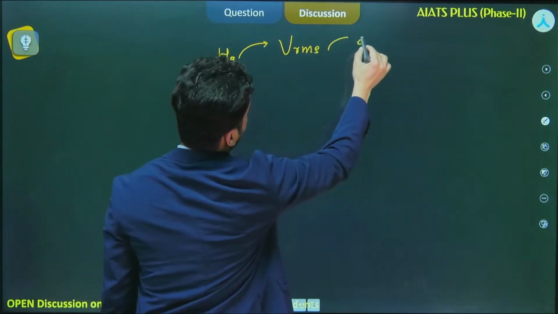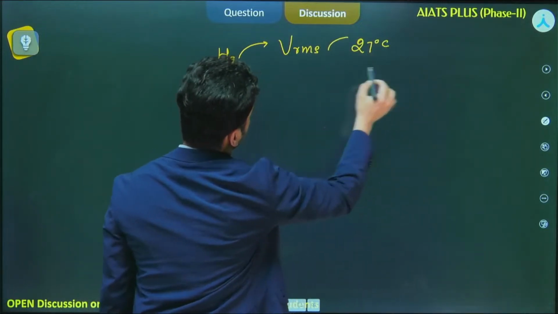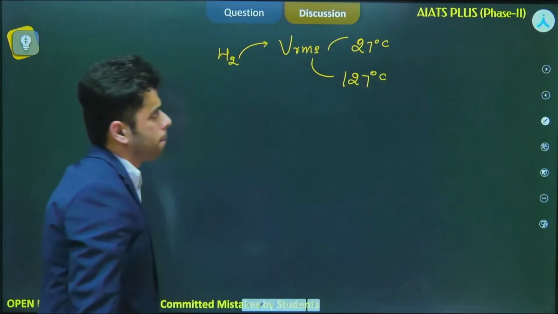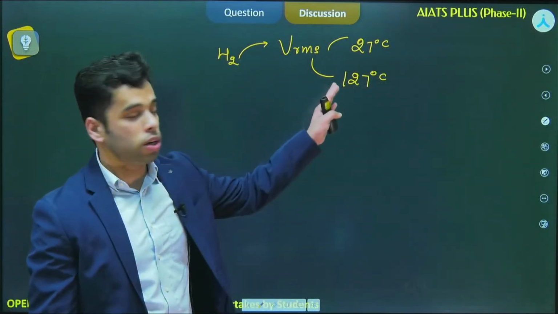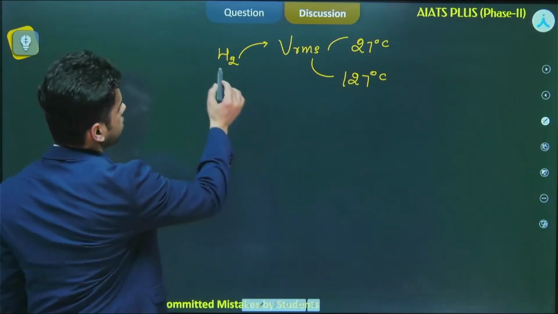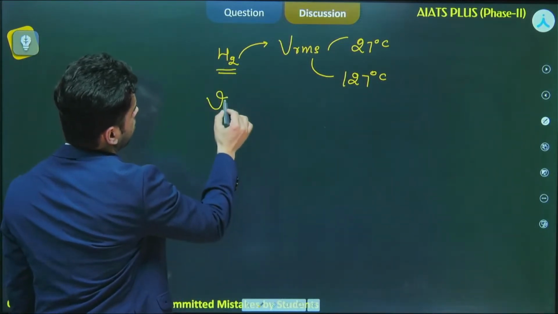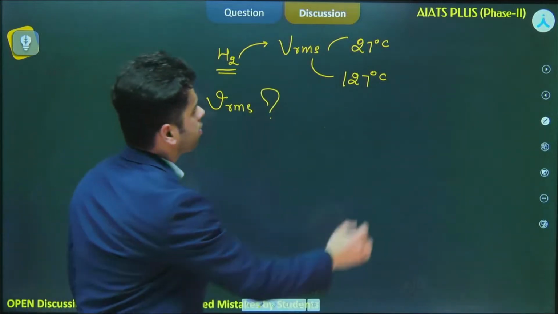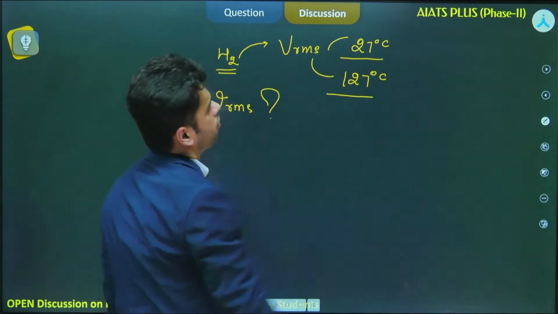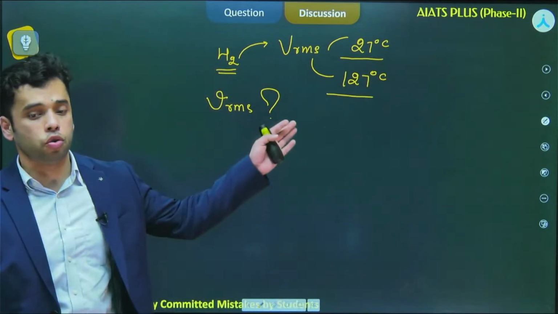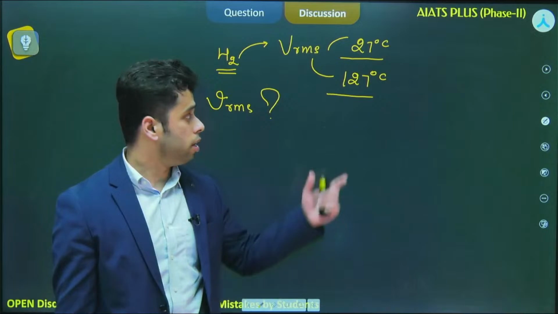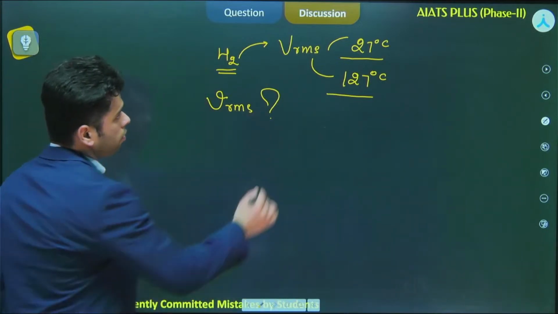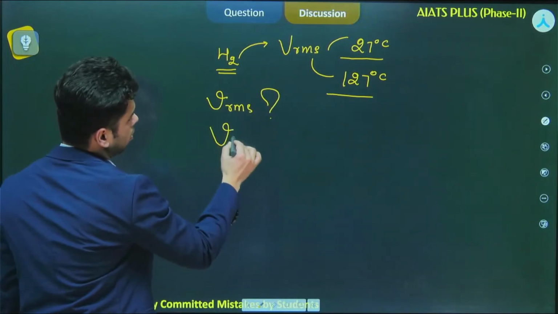One is 27 degrees Celsius and one is 127 degrees Celsius. The gas is hydrogen. Tell me the ratio of RMS velocity at the two different temperatures. If the answer is coming in root, just let it be in the root. Comment the answer in the comment box. What should be the ratio for the RMS velocity?